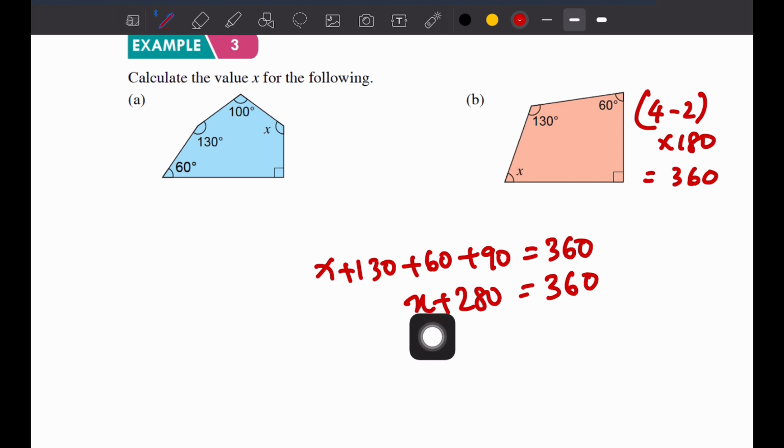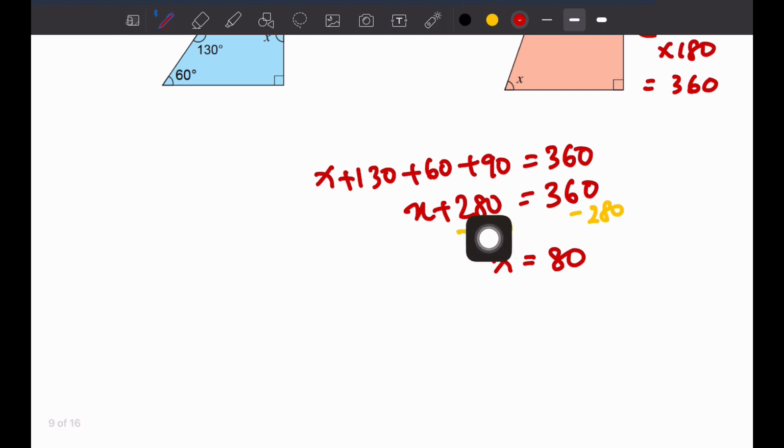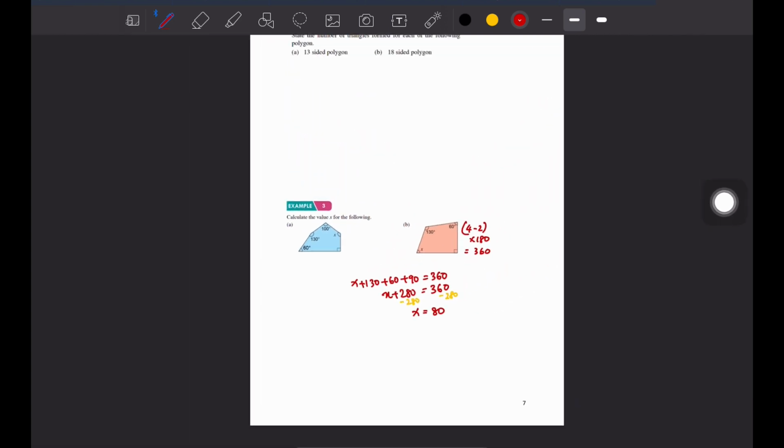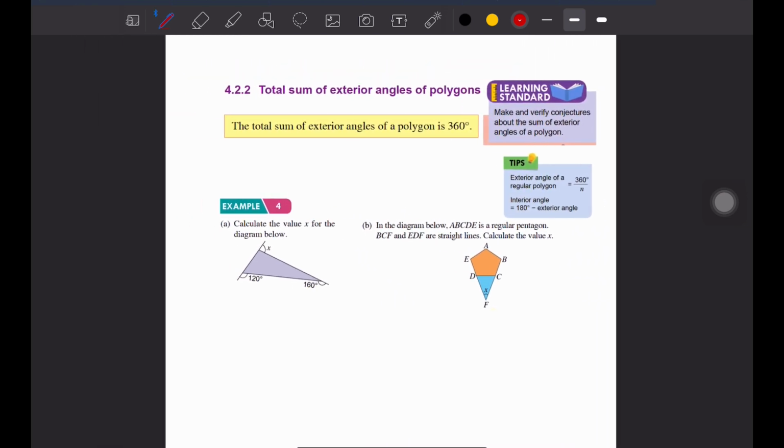So you just want x, so subtract 280 on both sides. So the answer is x is equals to 80. Okay, ataupun macam yang biasa saya ajar, tambah 280, pindah sebelah, jadilah tolak 280. Okay, mudah sahaja kan? Okay, next. Let's look at the next learning standard. Okay, so far okay. Kalau awak rasa macam ni laju sangat, awak boleh stop sekejap, rewind this video dan tengok balik macam mana.